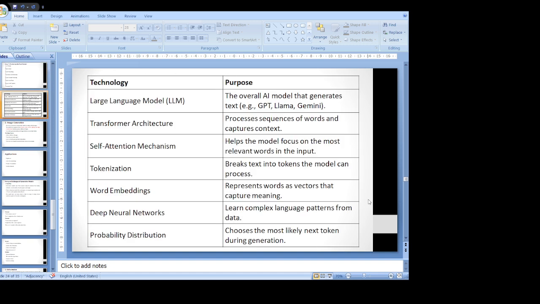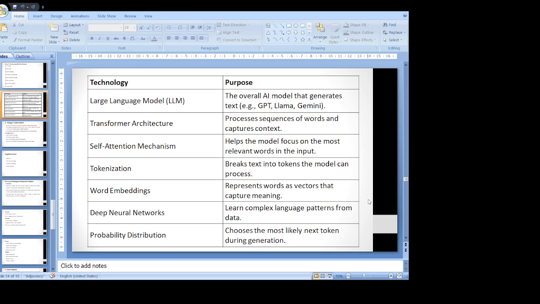These are the technologies and purposes we use here. First, for training the model, we use a large language model. It is an overall AI model that generates text, for example GPT, Llama, Gemini. Then the transformer architecture processes the sequence of words and captures the context. The third one is the self-attention mechanism, which helps the model focus on the most relevant words in the input.